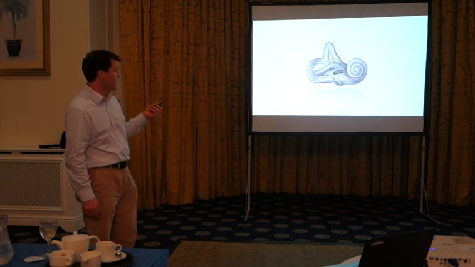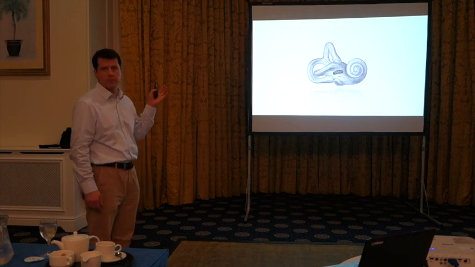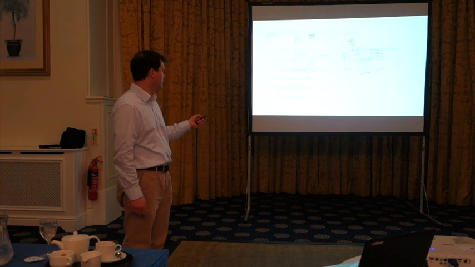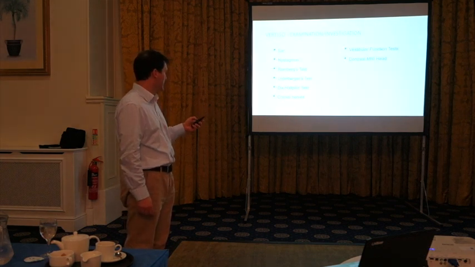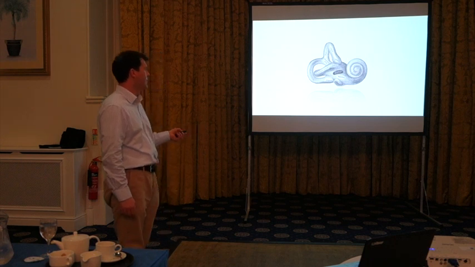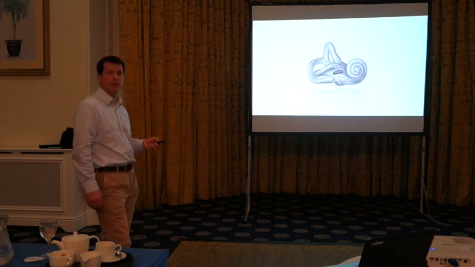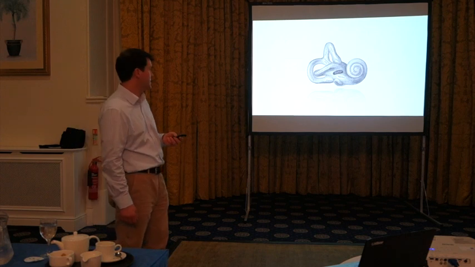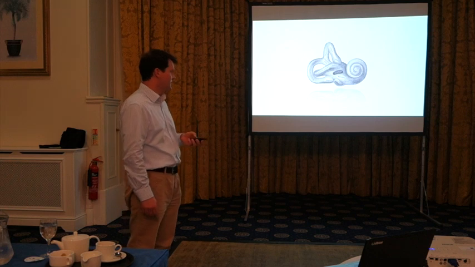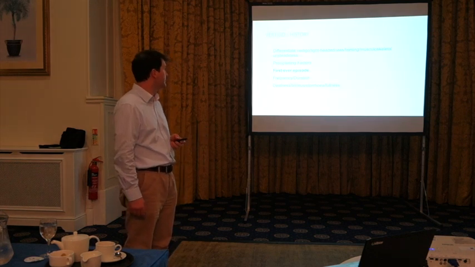So this is just to highlight the relationship between our vestibular system and our hearing. So you've got the cochlea here, the organ of hearing on the right, and it's in the same fluid-filled compartment as the vestibular system. So problems with balance and vertigo are commonly associated with problems with hearing.